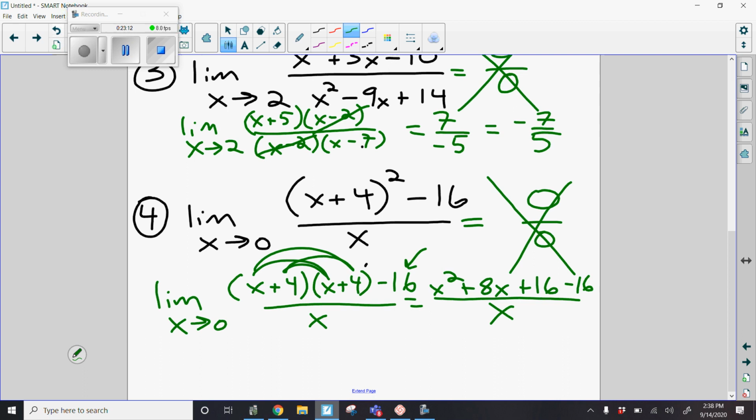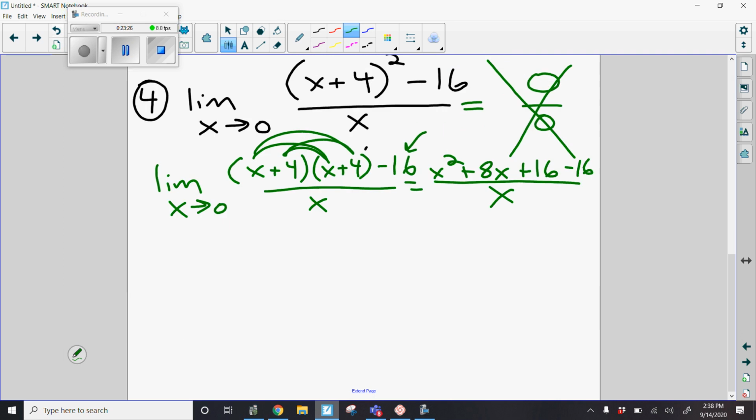Once again, I can't cancel the x because not every term has an x. But hopefully you're seeing something that does cancel in the top. Notice how we have a plus 16 and a minus 16 up there? Those two are going to add to make 0. So I'm going to get limit x goes to 0. These two right here add to make 0. So I'm going to get x squared plus 8x over x.